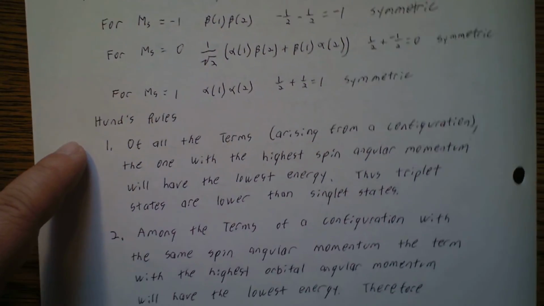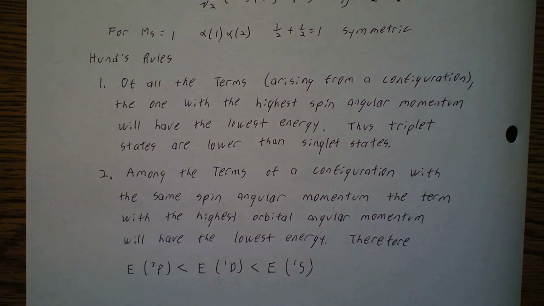Let's talk about Hund's rules. So, one, of all the terms arising from a configuration, the one with the highest spin angular momentum will have the lowest energy. Thus, triplet states are lower than singlet states. And then two, among the terms of a configuration with the same spin angular momentum, the term with the highest orbital angular momentum will have the lowest energy. Therefore, the energy of triplet P is less than the energy of singlet D, which is less than the energy of singlet S.